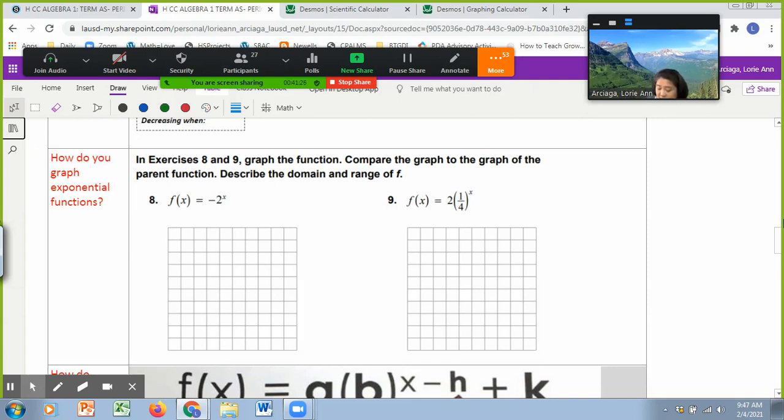Okay, so let's first make a table of values. So the trick here is you have to separate your base. So if the base is 2, that's your parent function, right? Okay, and then you have a negative sign over here. That means your a was -1. So when x is 0, what is your initial value?